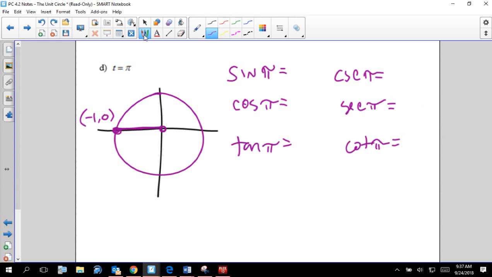So at this ordered pair, sine is y over r. What is y? 0. Cosine is x, -1. Tangent is y over x, 0. Cosecant is the reciprocal of sine, undefined. Secant, -1. Cotangent, undefined.